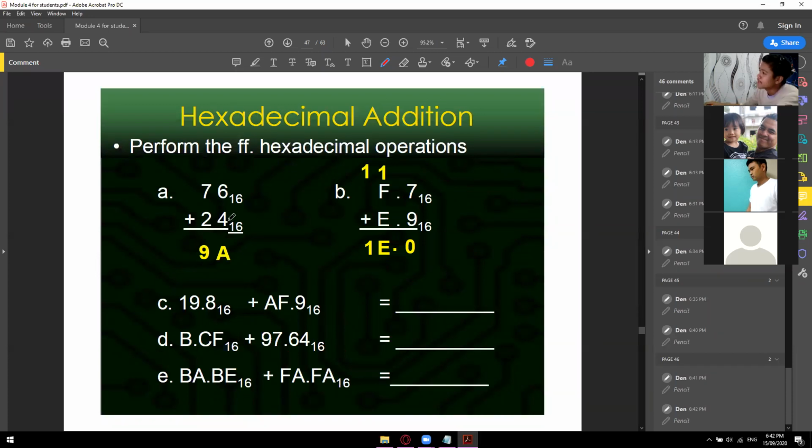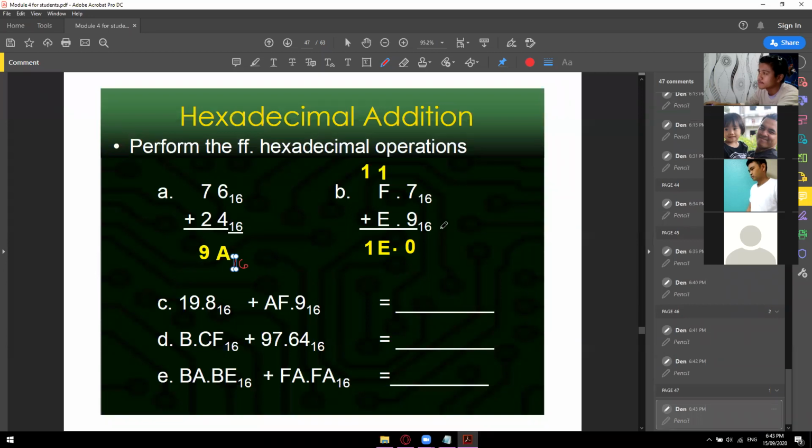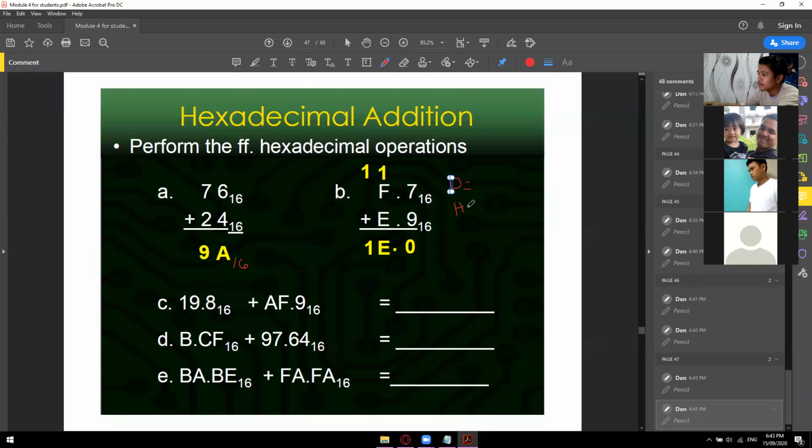Okay, so hexadecimal, so 4 plus 6 is 10. And in hexadecimal, 10 is letter A, which is this one. 7 plus 2 is 9. Base 16. Okay? But how about letter B? 9 plus 7 is 16. So again, so decimal, and then ito yung hexadecimal.